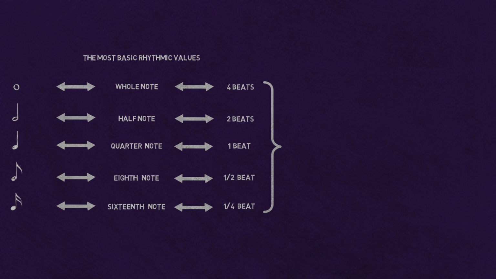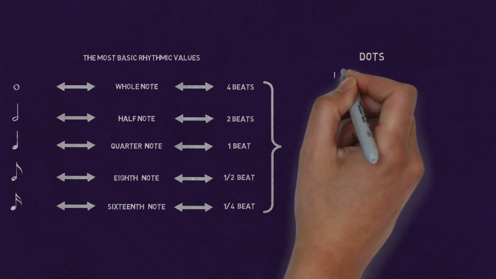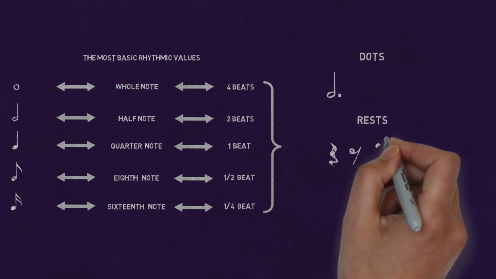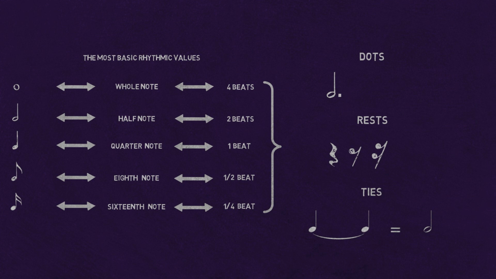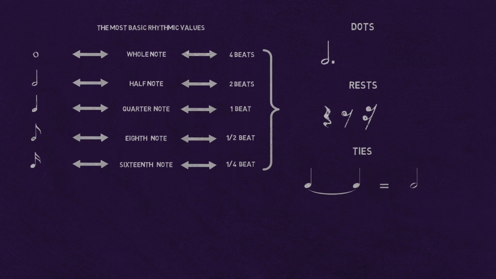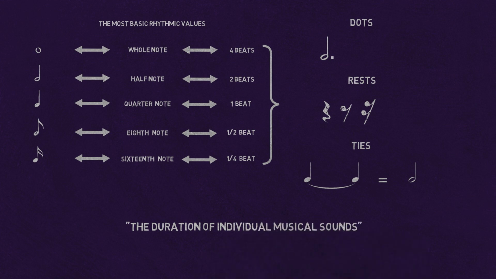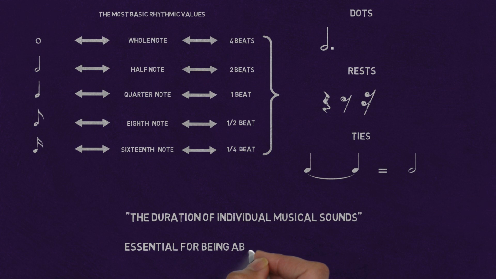also be altered by adding dots after the note head, or by using other symbols such as rests or ties. Rhythmic values are the building blocks of rhythm in music, and they determine the duration of individual musical sounds. Understanding rhythmic values is essential for being able to read sheet music and for being able to play music with a strong sense of rhythm.